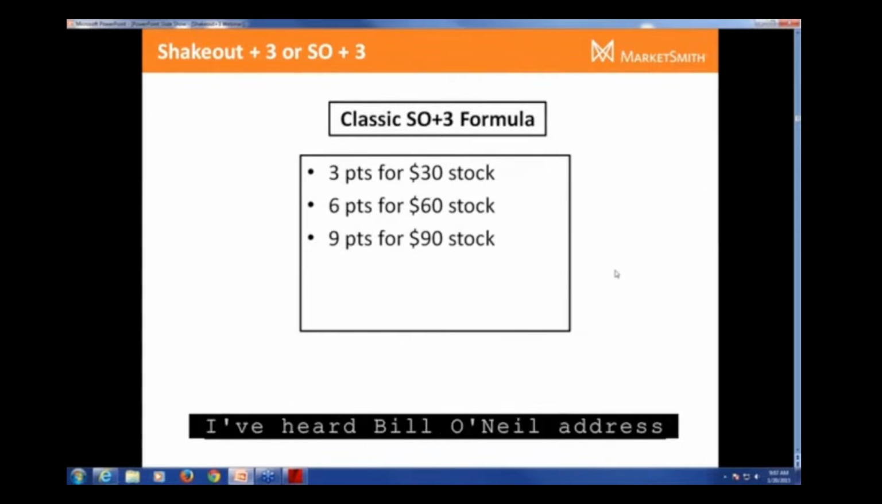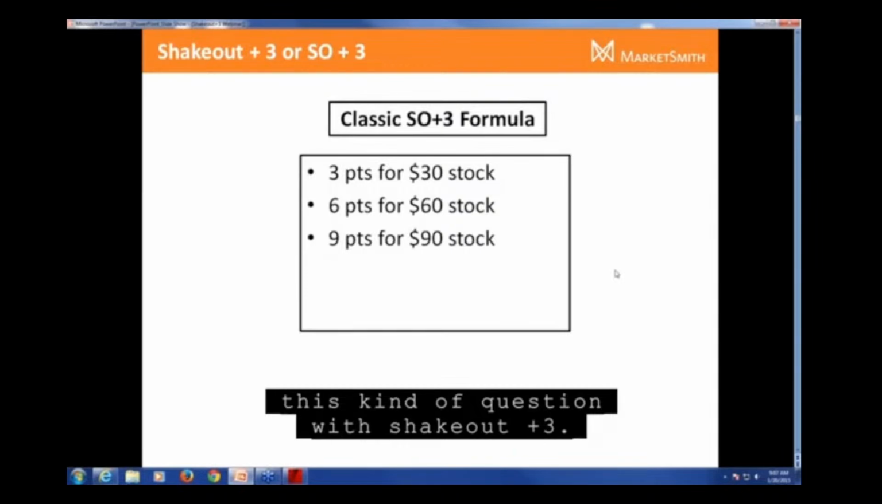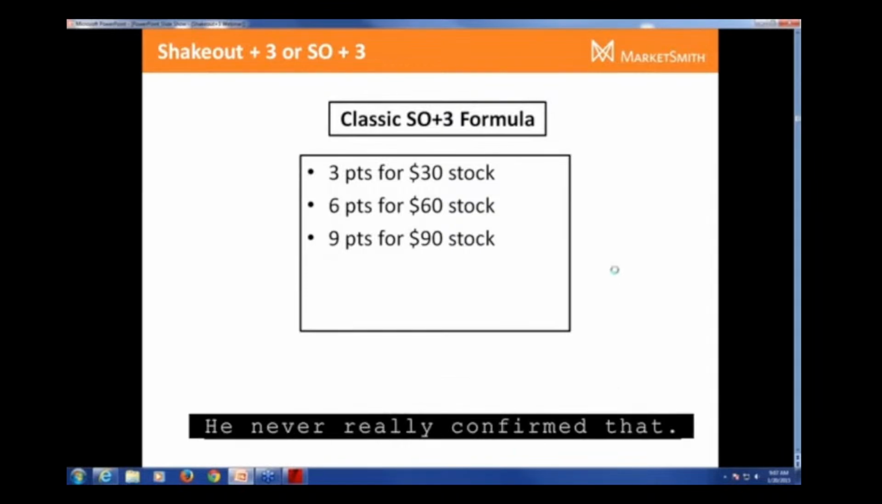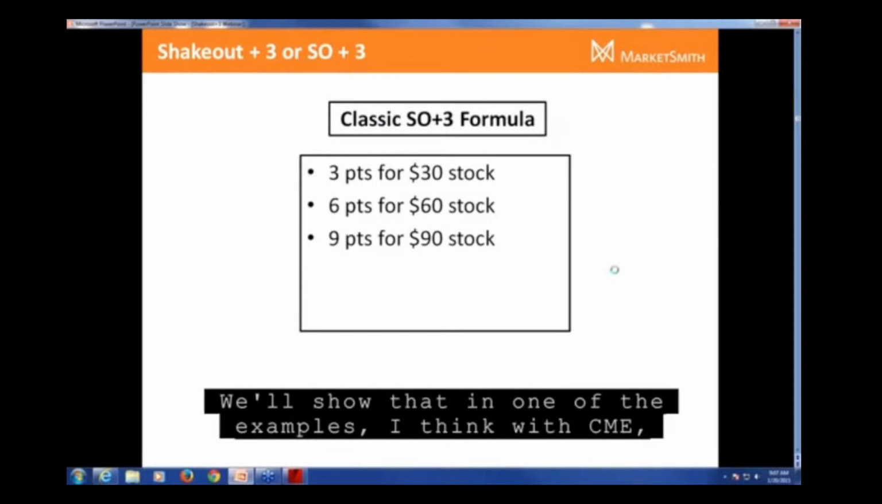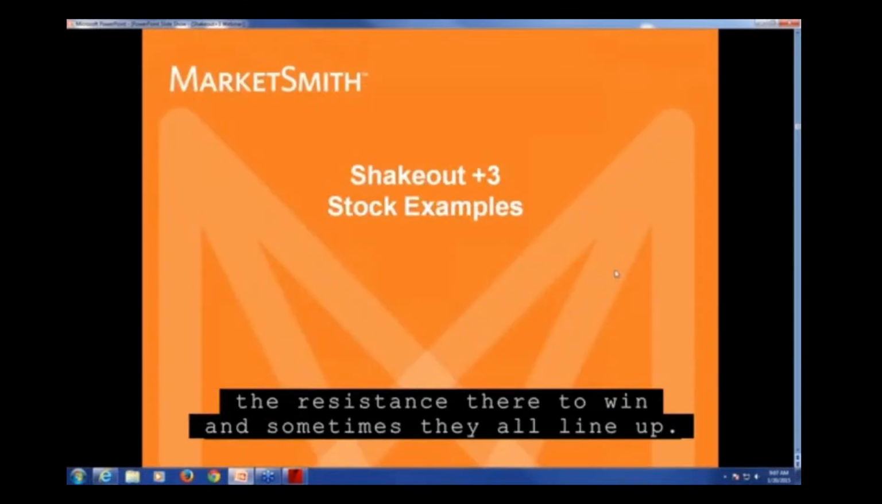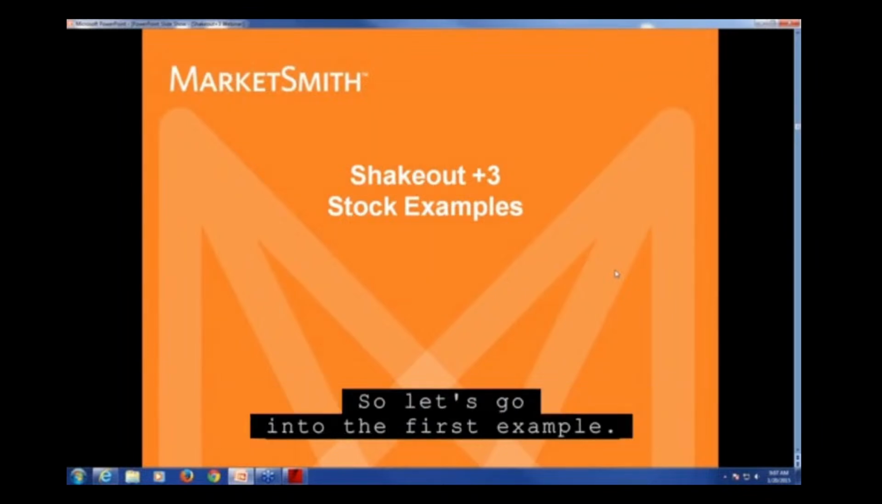I've heard Bill O'Neil address this kind of question of Shakeout Plus 3. He never really confirmed that. Okay, yeah, it's definitely 10%. You always want to look at the chart, see a resistance area. We'll show that in one of the examples with, I think it's CME, where you want to take into account the resistance area too, and sometimes they all line up. So let's go into the first example.